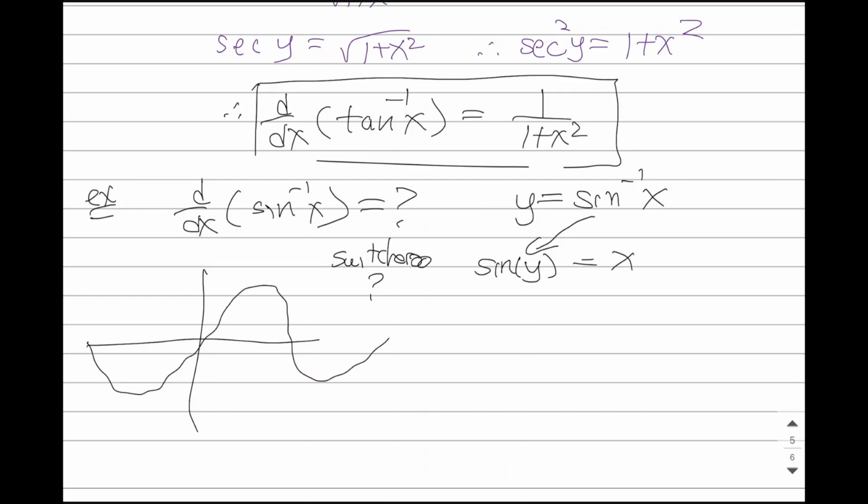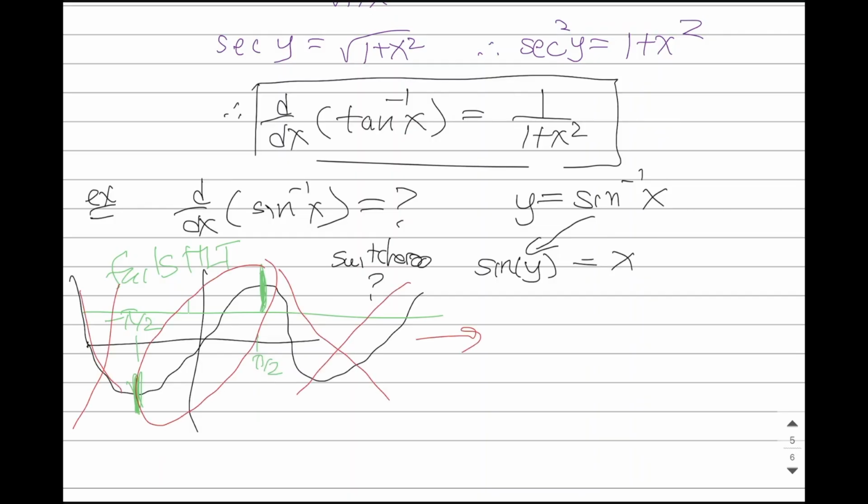The sine is a periodic function, and so it clearly fails the horizontal line test. So in order for it to pass the horizontal line test, we need to take our scissors out and cut it at -pi/2 and +pi/2, and cut everything else out and keep only this section. So it will be 1 to 1 if y is between -pi/2 and +pi/2.